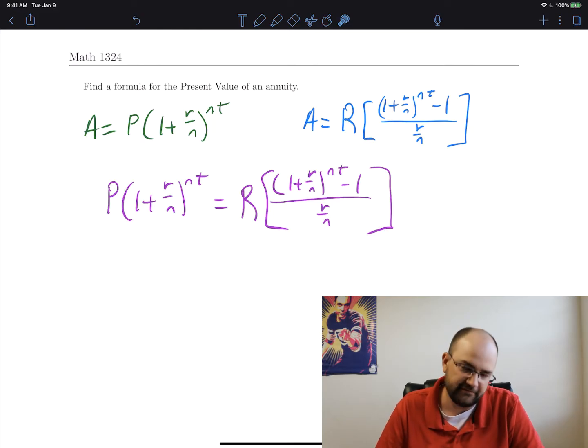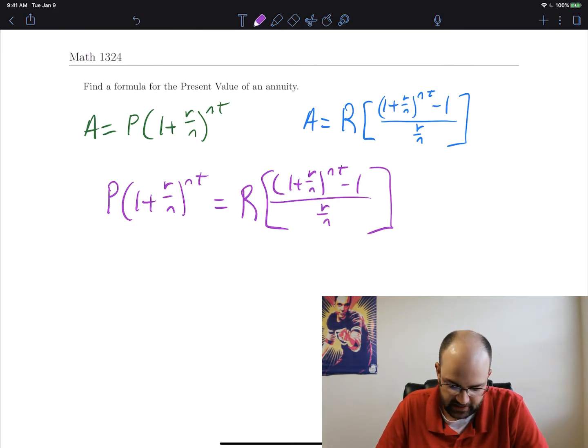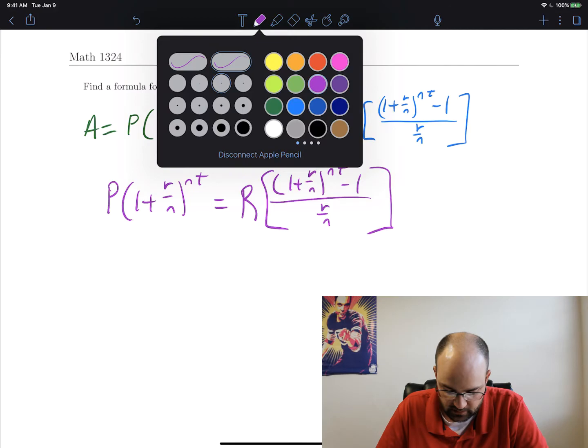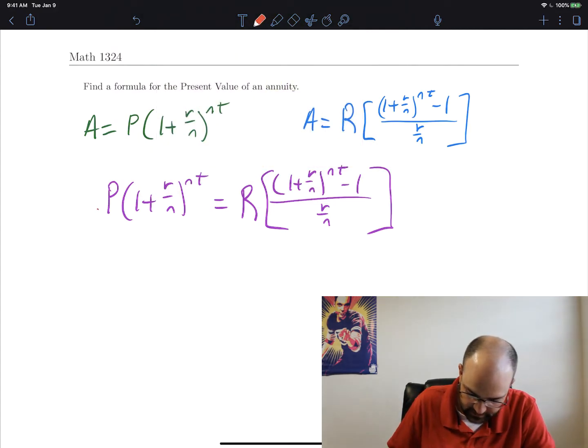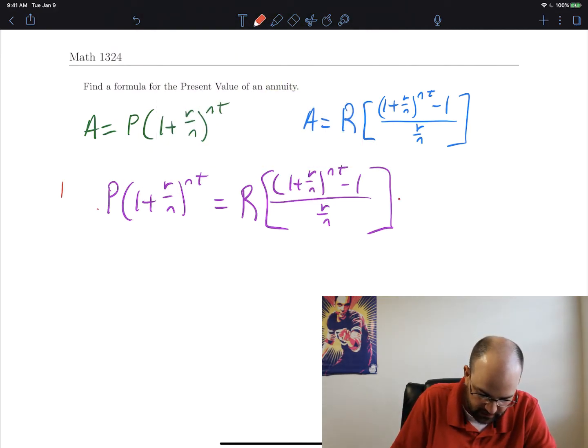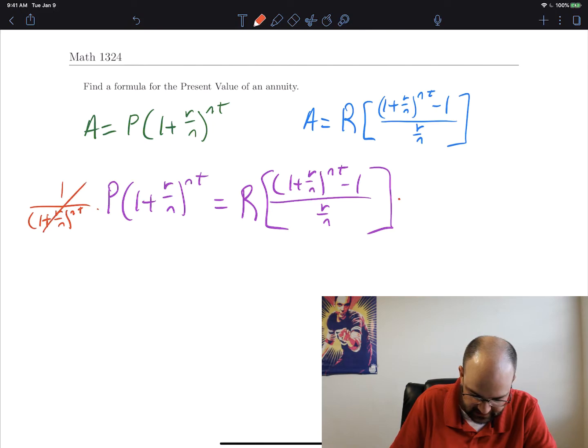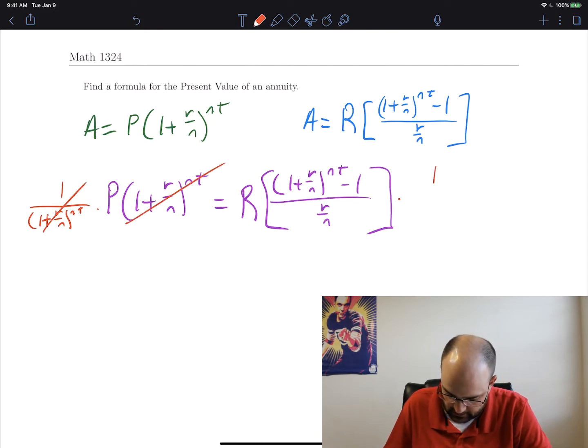But dividing by that is the same thing as multiplying by the reciprocal. So I'm going to multiply both sides here by 1 over (1 plus r over n) to the nt. And notice that this and that cancel, and we still have this over here.